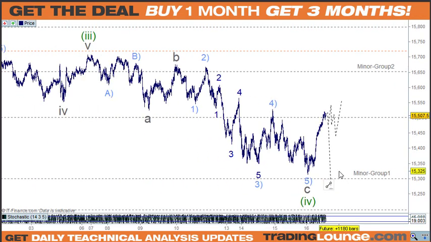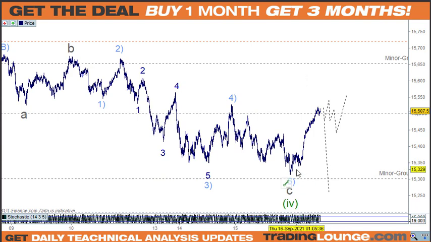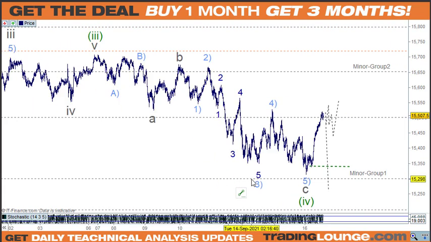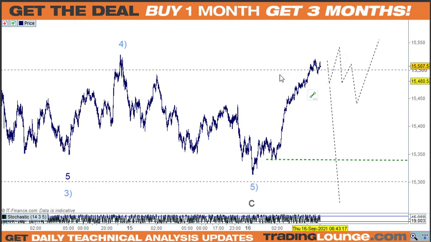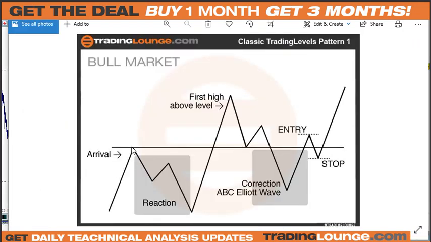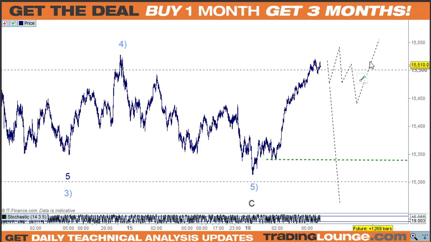So yeah, technically, the worst case scenario, we can short it below there. Okay, that's what we can do at this point. That would be the safe bet. And if you can see a classic trading levels pattern setting up there, you know what that looks like. So it will be like this. We'd need to see the arrival, which we've got now, the reaction, the first high above the level. So we need to see this whole thing play out here for that. So that's what we can look for there, but we're not there just yet.